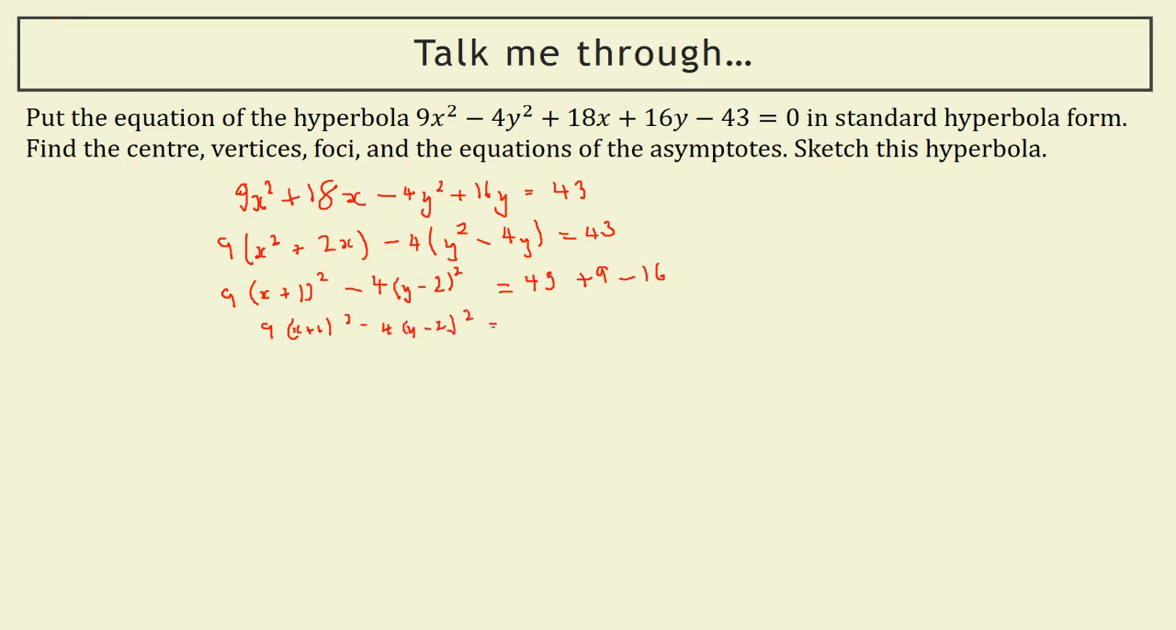Okay, what do we have? 43 plus 9, 52, take 16, 36. Almost like I chose this question to work out nicely, isn't it? It wouldn't need to. If it had been anything other than 43, we might not have been so happy. Now dividing by 36 to get an equals 1.